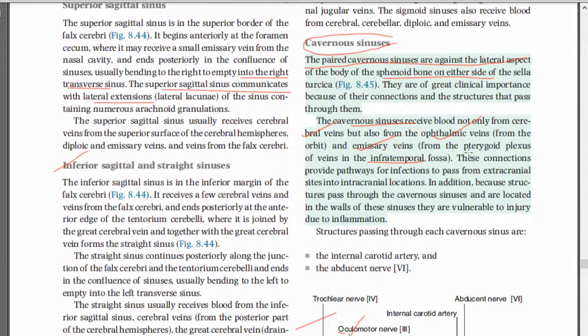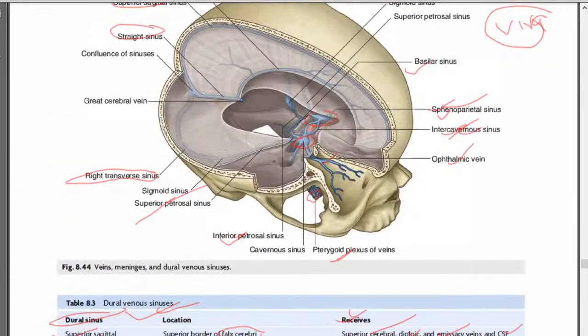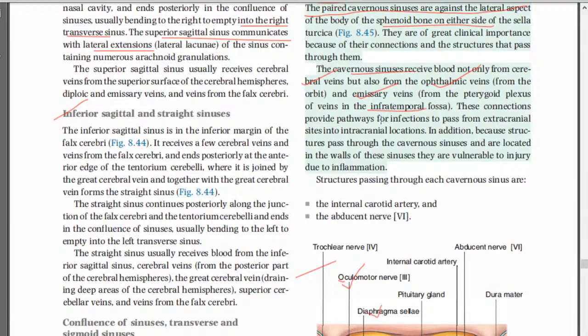This is basically the blood supply from the ophthalmic vein, cerebral veins, and emissary veins as well. If you don't know what an emissary vein is, it is a vein such as the pterygoid plexus from the infratemporal fossa. I need to see this figure again. Infection in the infratemporal fossa provides a pathway for infections to pass from the extracranial side to the intracranial side. Emissary means danger because these veins don't have any valves.